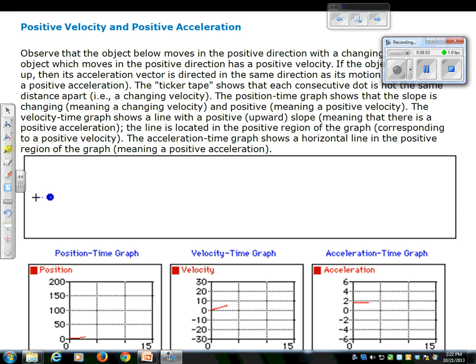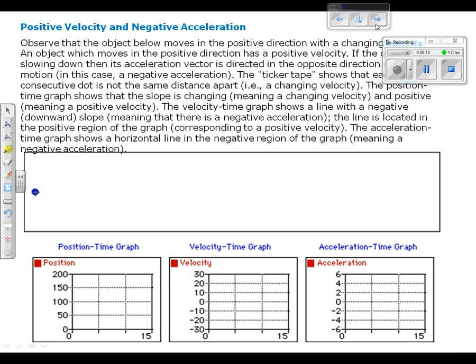What's a good time to come and chat? As soon as this class is over. Okay, perfect. You want to hang around, actually. Yeah. Are we going to get to this one? Positive velocity, negative acceleration? Or you haven't written this one down?